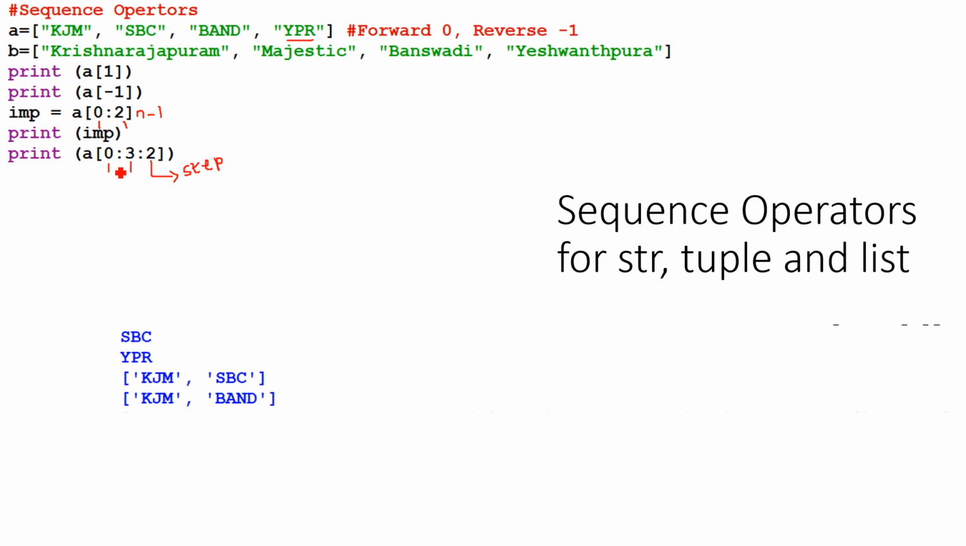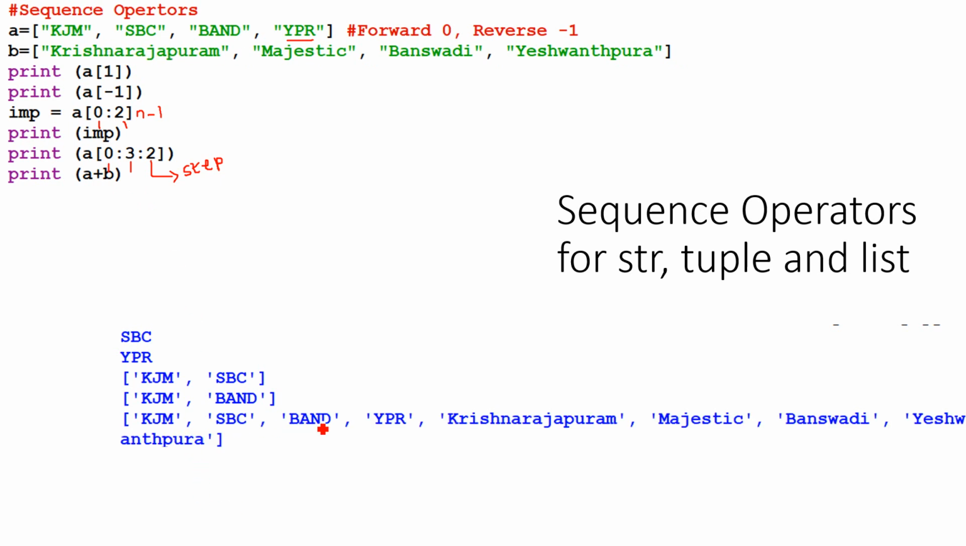And the next, we can also concatenate or merge two lists by using the concatenate operation, where we add the list A with the list B so that we can have the bigger list. So we can see KJM, SBC, band, YPR from A list, Krishnarajapuram, Majestic, Banaswadi, Yeshwantpura from B list. Yes, so that is going to become one single list now.